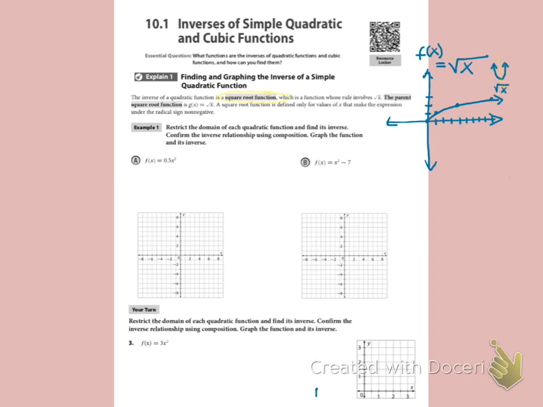So in our first example, we're going to look at restricting the domain of each quadratic function and finding its inverse. And then we're going to confirm the inverse relationship using composition of functions. Well, actually, we're not going to do that part, because that's something we have yet to talk about. At least we haven't emphasized it too much. So we're just going to check it graphically, and then we'll talk more about what composition of functions is later.